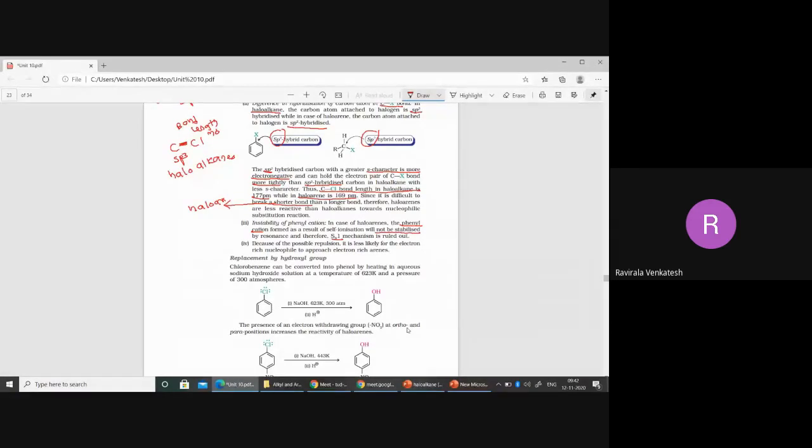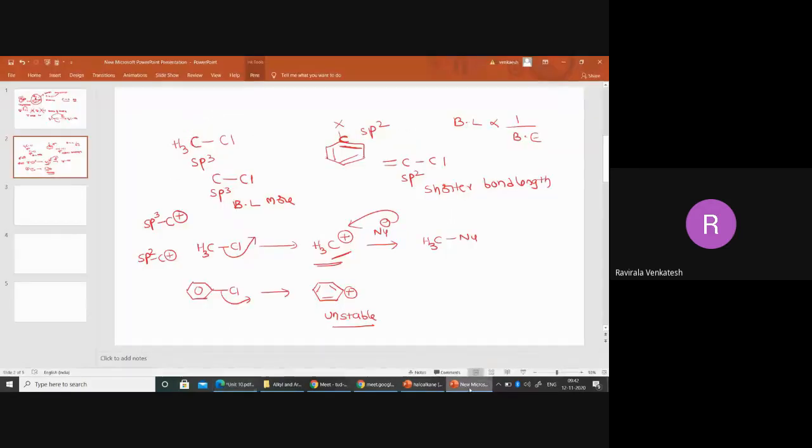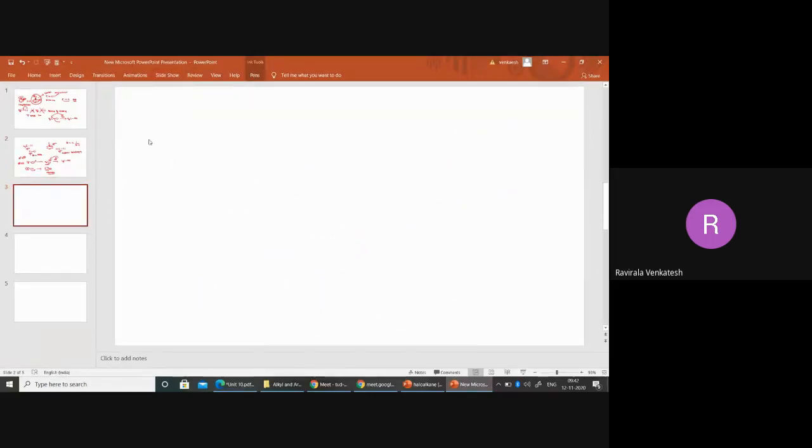So it is losing that resonance here. That is the reason. So in the SN1 mechanism, a carbocation will be formed, but when you take aryl halides, you are going to get a phenyl cation, which is highly unstable. That is the reason the reaction will take place slowly. Next, the last one, the fourth one: repulsions. So, for example, if I take it here like this.